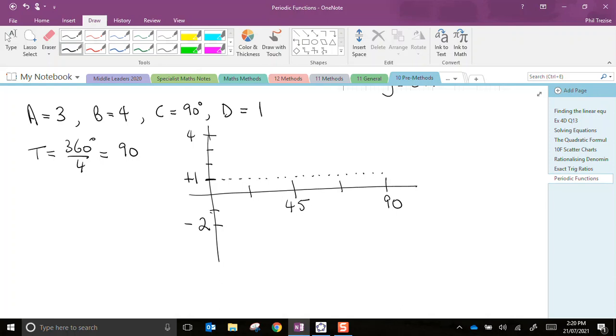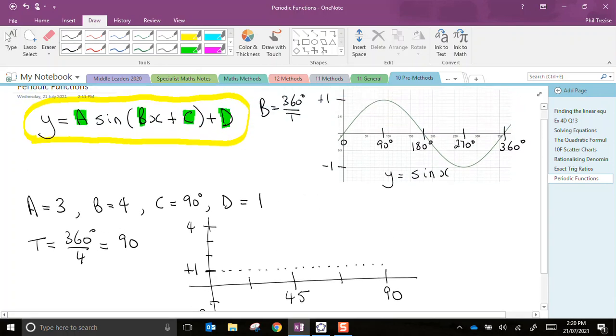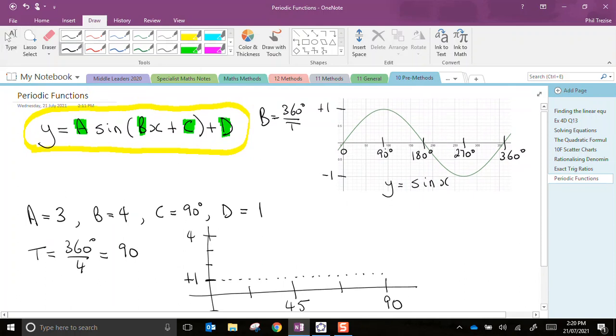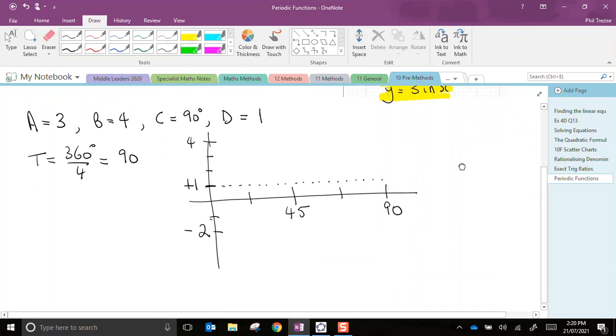The last thing I need to consider is the value of c. C equals 90 degrees. Now if I go back, c is the phase shift. If I go back to my original sine graph, this is the graph of y equals sine of x, no fancy letters a, b, c, d. Look at where the 90 degree point is on this graph. The 90 degree point on this graph is there at the top of the crest. That tells me that my graph with a phase of 90 degrees will begin from the equivalent part, the top of the crest. Now that I've got that information, I think I'm ready.